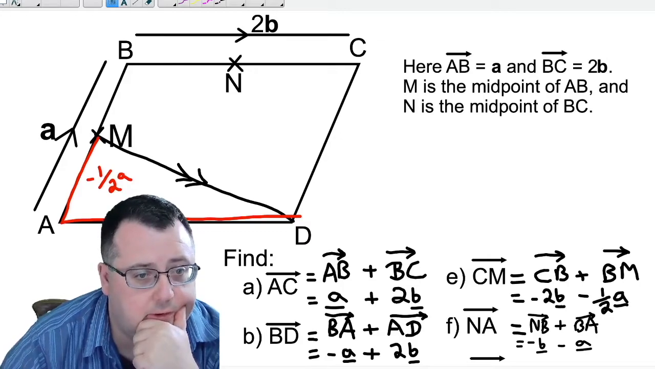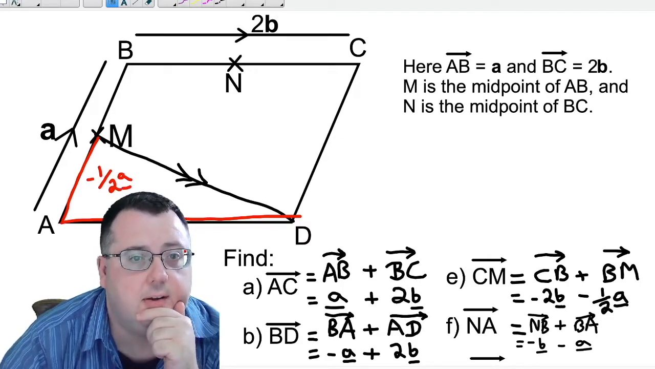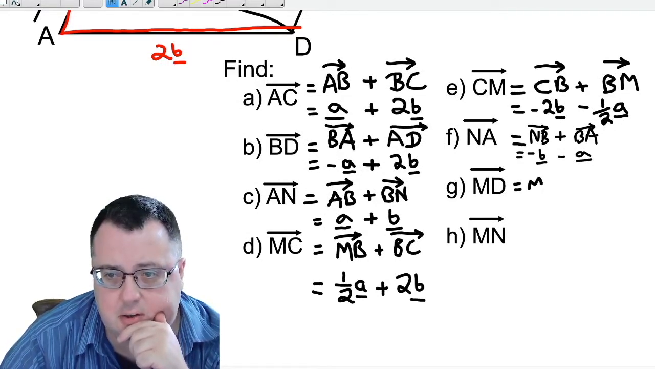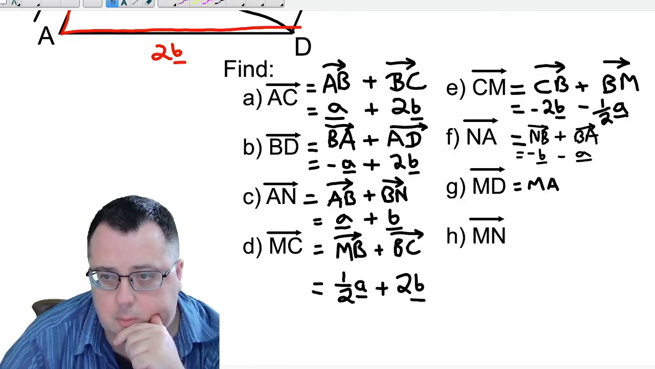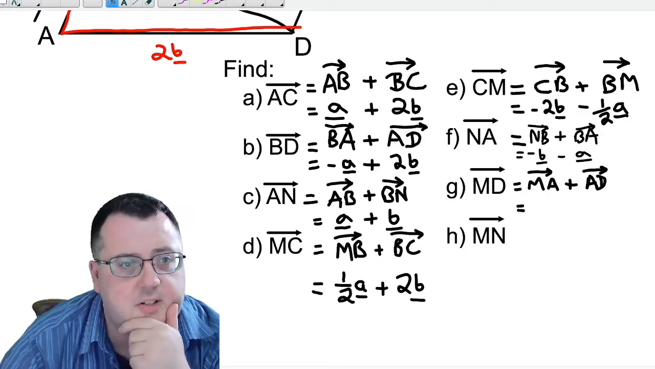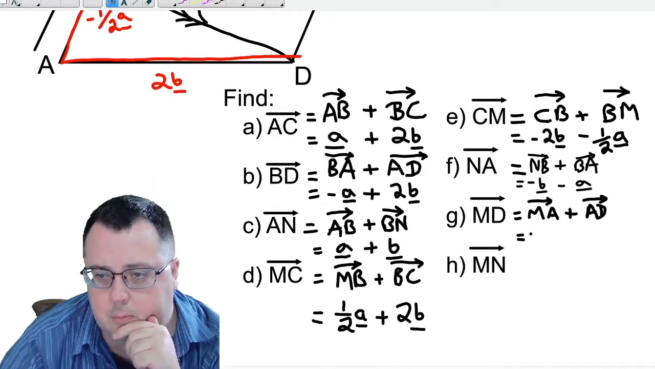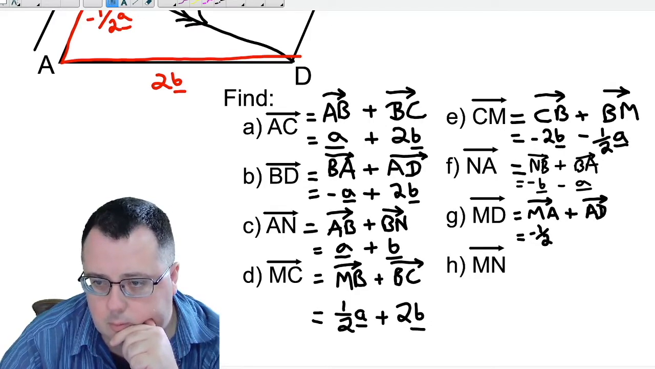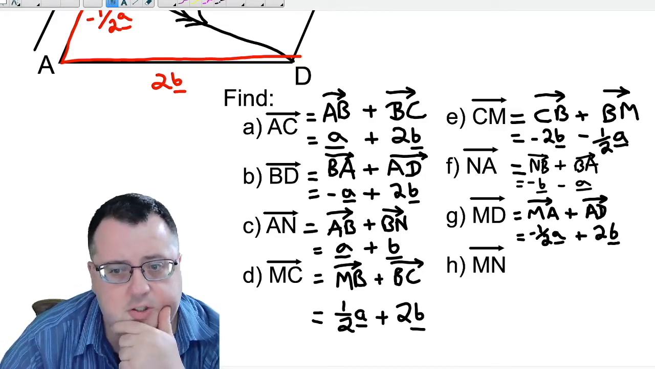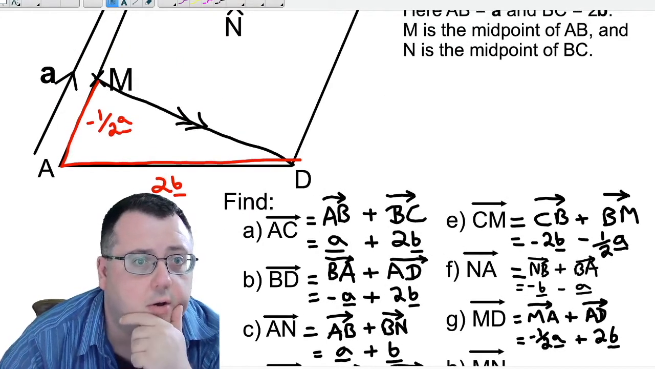Yeah. Okay. So let's spell that out. MD equals M to A plus A to D. So it was minus a half A plus 2B. Good. And lastly is the most difficult one.